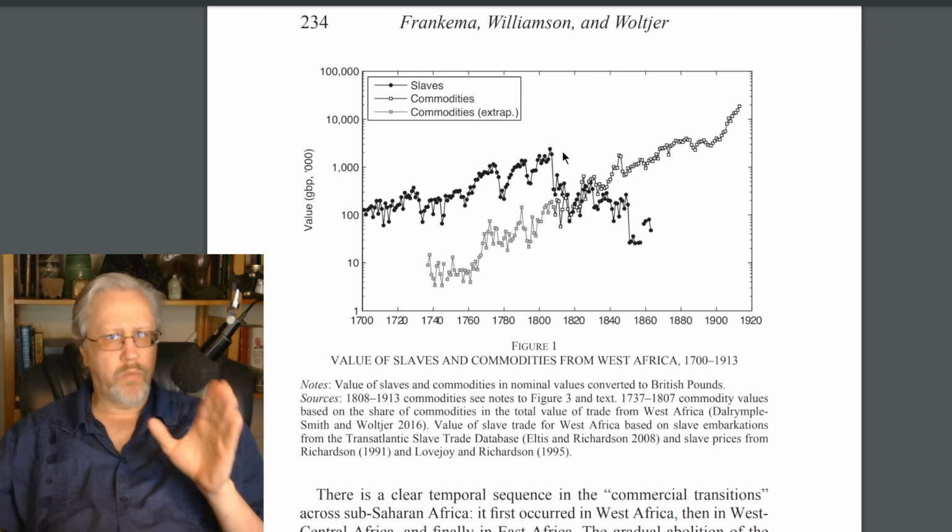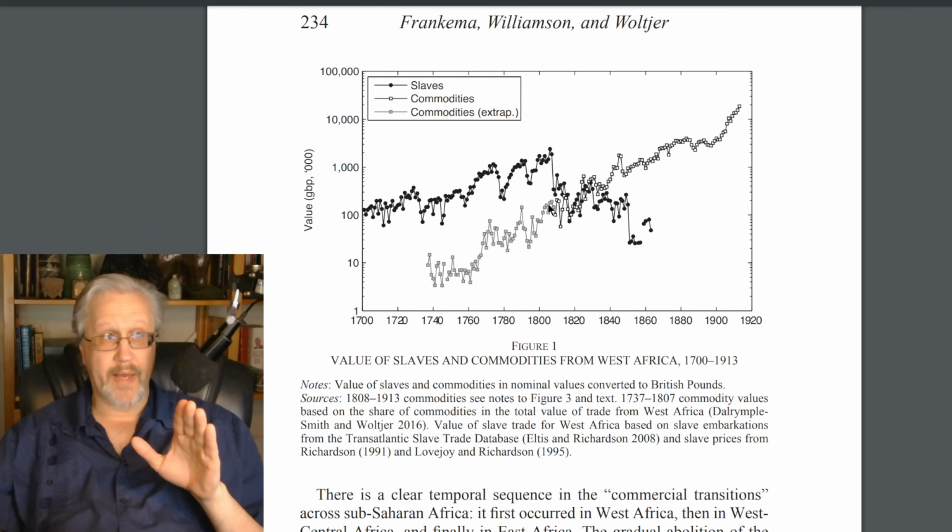The slave trade is still way, way far ahead, a million to 100,000. But as the slave trade declines, the other commodities increase until we hit that £1,000,000 mark, and then we get to the £10,000,000 mark right around 1900, and it goes up from there.